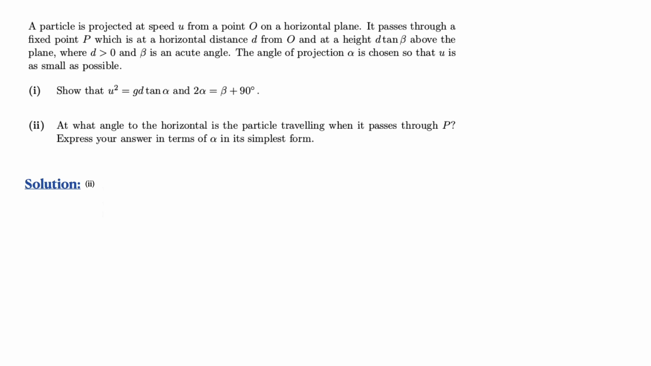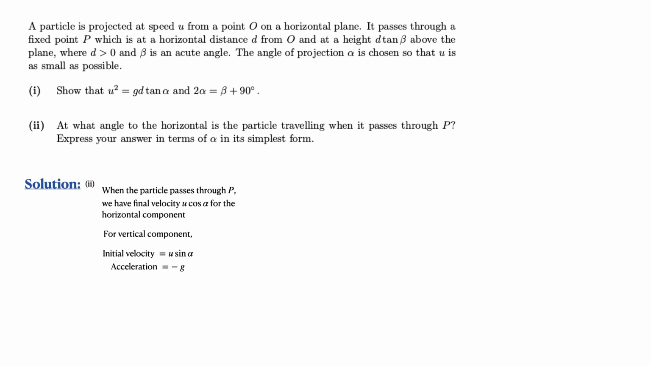For the second part, to find the angle, we need to compute the final velocity for both horizontal and vertical components. For the horizontal component, the final velocity is u cos alpha as well because there is no acceleration in horizontal motion. For the vertical component, we have initial velocity u sin alpha, acceleration minus g, time d over u cos alpha. Using this information, we get an expression for the vertical component of final velocity. Say the angle to horizontal is sigma, then we have tan sigma equals the vertical component over the horizontal component.